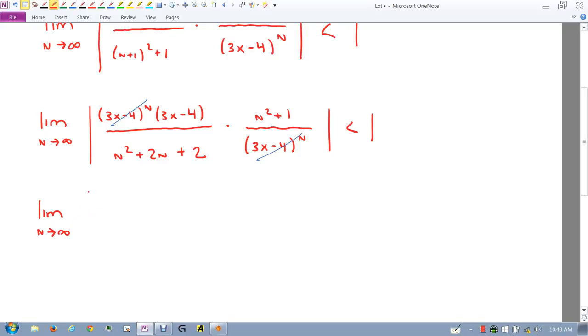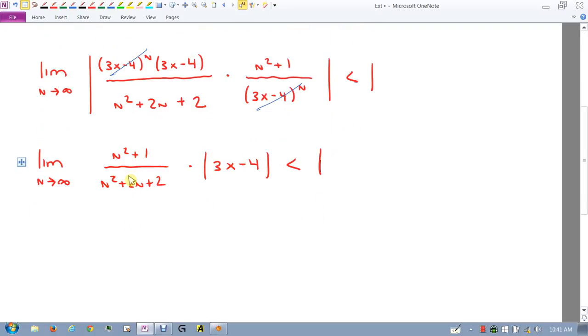Okay, so the n stuff is (n squared plus 1) over (n squared plus 2n plus 2). Then your... do I need absolute value around that? No, I'll take the absolute value, but I do need the absolute value around the x part, which is |3x minus 4|. Need that to be less than 1.